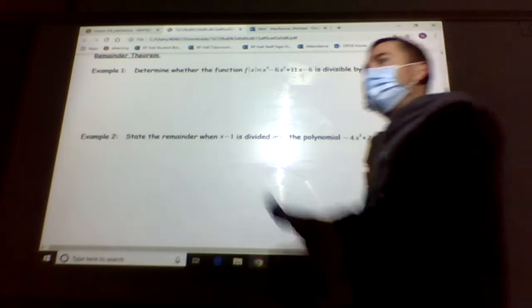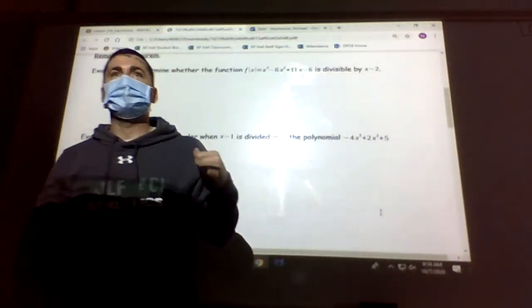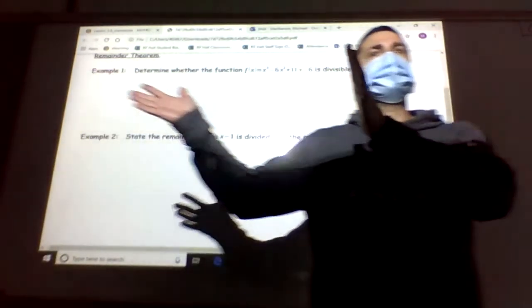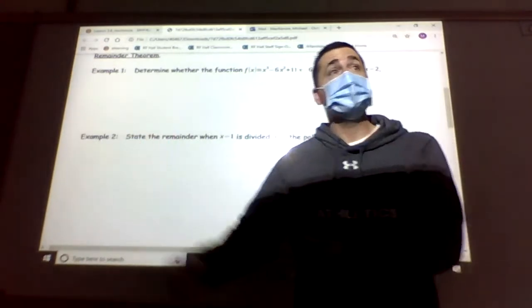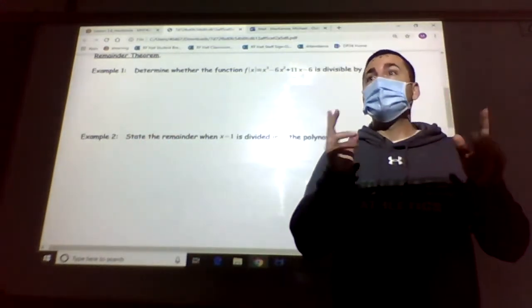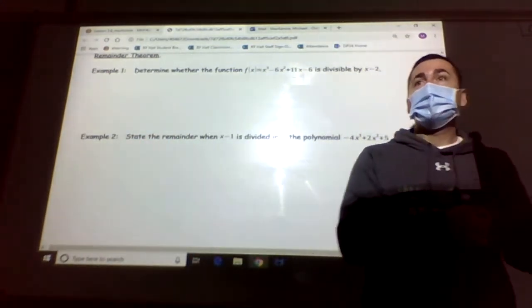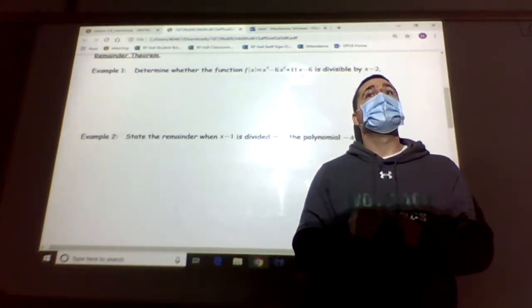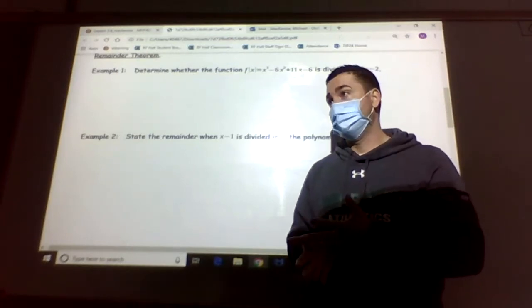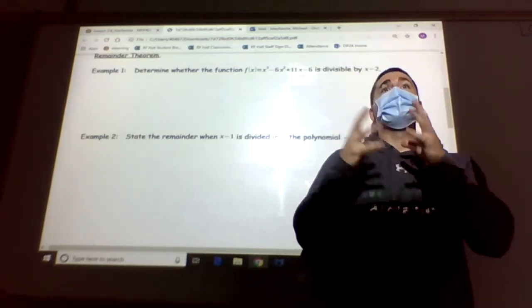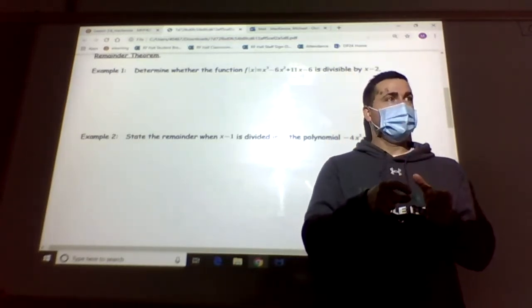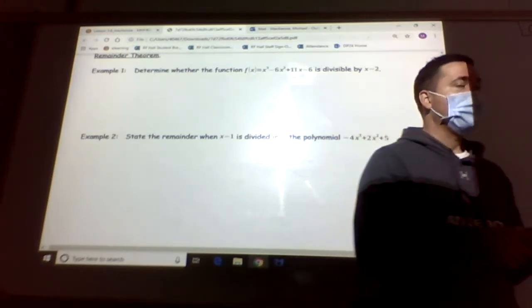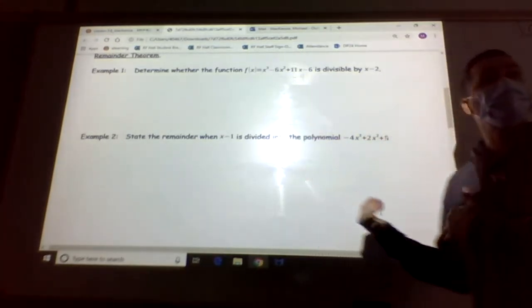In the last lesson, in 3.5, I said here is the dividend, here is the divisor, tell me if it is a factor. So what you guys just did is you did long division or synthetic division to see if the remainder would be 0. If it was 0, then it is a factor. If it's not 0, then it's not a factor. We just did those.